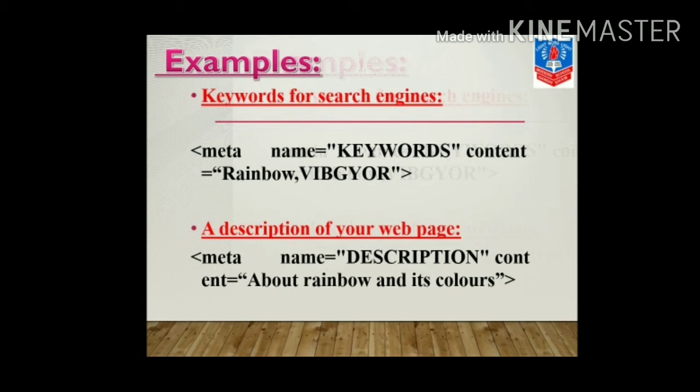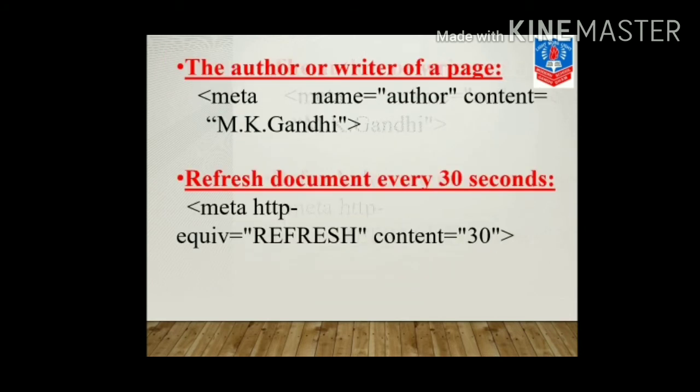Got it, students? As I said, it gives data about data. So here again, the author or writer of the page. Meta name is equals to author, content, MK Gandhi. In this command, meta name is equals to author, and the content about the author is MK Gandhi. Got it? Same way, refresh.